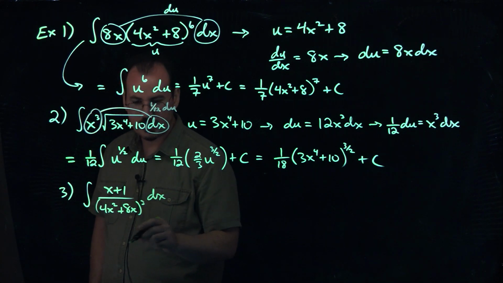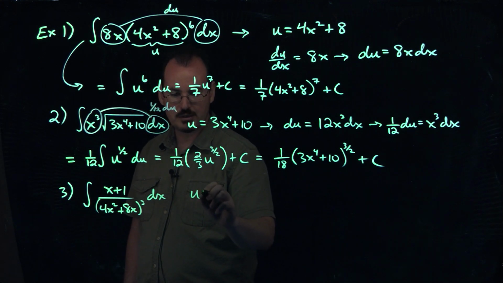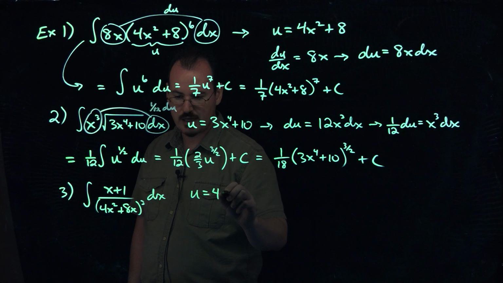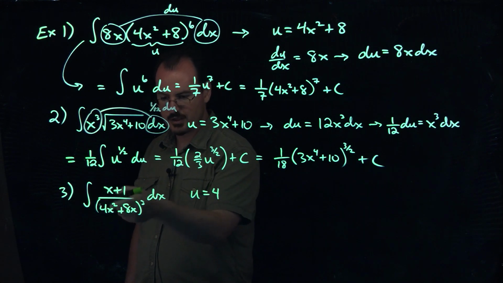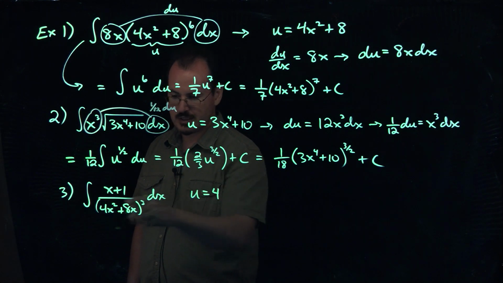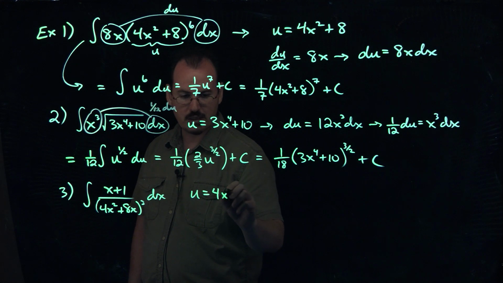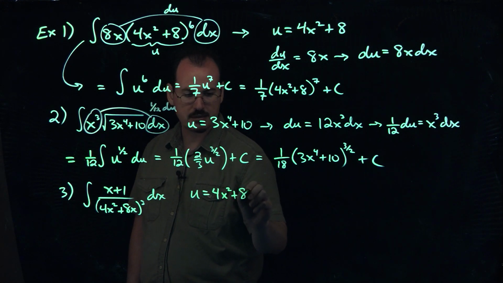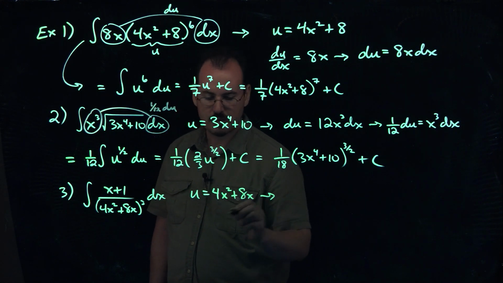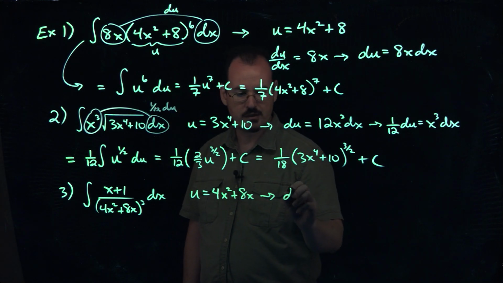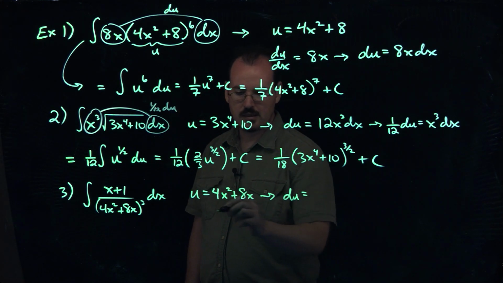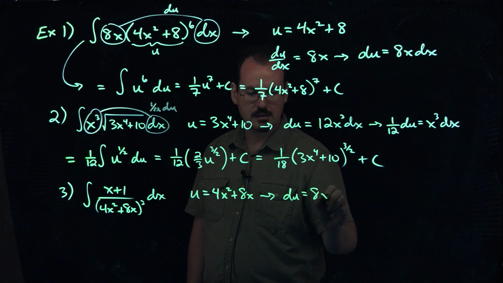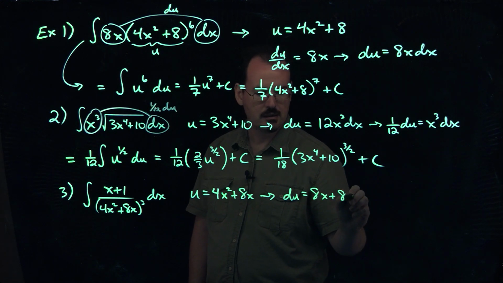Okay, so now, again, the idea almost always, particularly for this class, u is going to be the thing that's under the radical or within the parentheses or in the denominator. So in this case, what's in the parentheses? 4x squared plus 8x. And then the next step on all these substitutions, always find the derivative of that, just say du, and then we get 8x plus 8 dx.